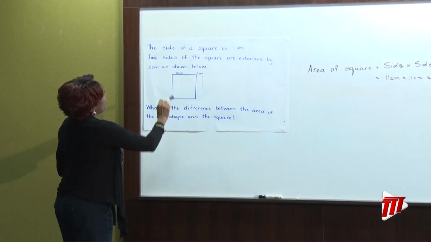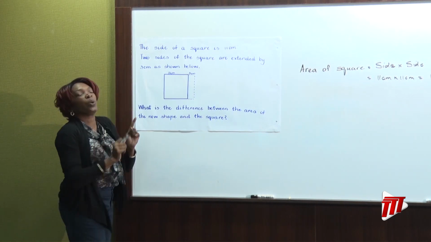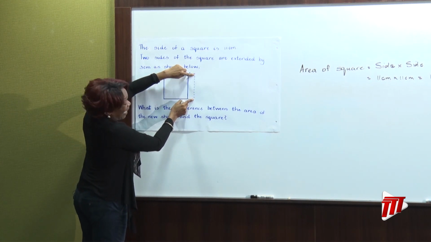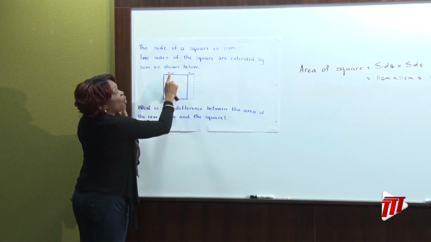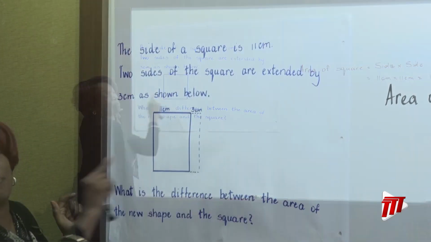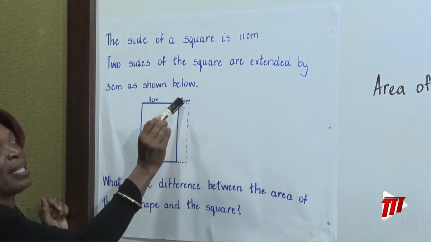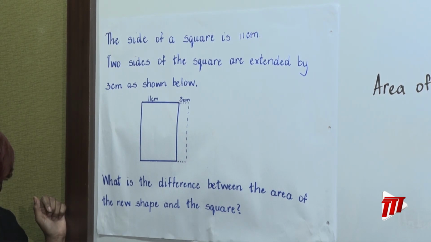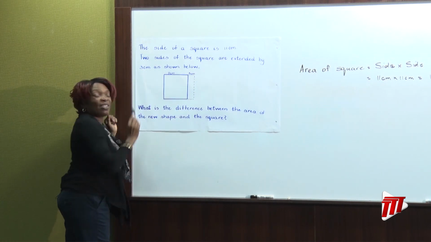Look at the second part now. It says 2 sides of the square are extended by 3 centimeters. Which 2 sides are extended? Look with me now. Here, and here. These are the two sides that were extended. What is the new shape that you are seeing? You are seeing a rectangle. Are you seeing that now? It means, therefore, that the new length of the shape is now 11 centimeters add 3 centimeters, which will give us what? 14 centimeters.